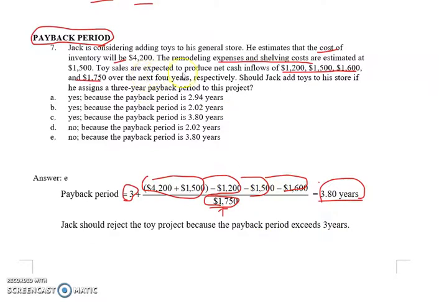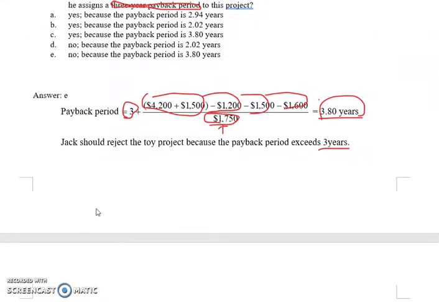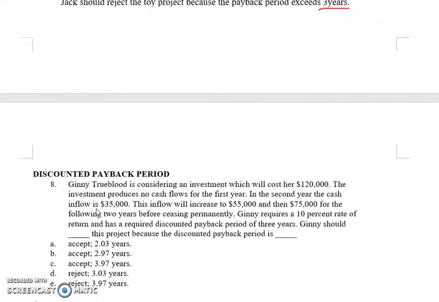Also, we know the 3-year payback period is the target payback period. This is greater than 3 years, so we should reject. We only accept if it's less than the target payback period, right?